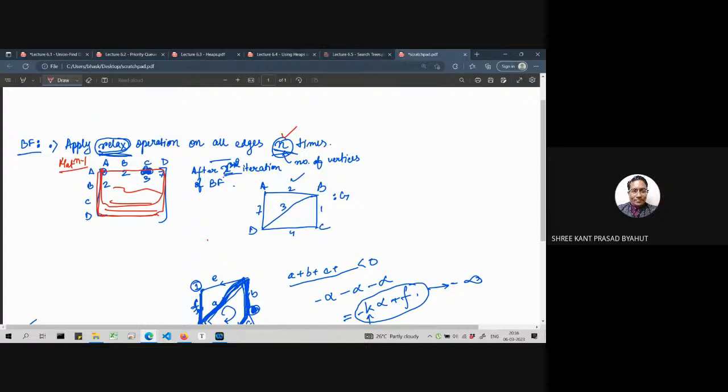Change means reducing. Increasing would not happen, if you have written the code properly, because we are using the relax operation, and relax only works if the distance is reduced. If in the nth iteration the value is not reducing, then we are sure that there is no negative cycle.